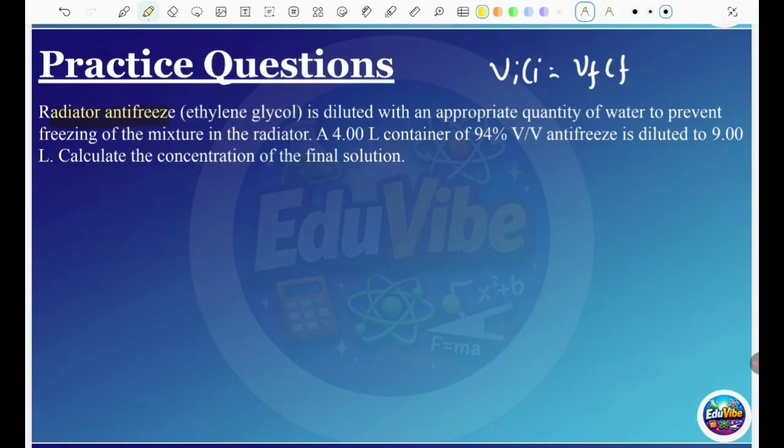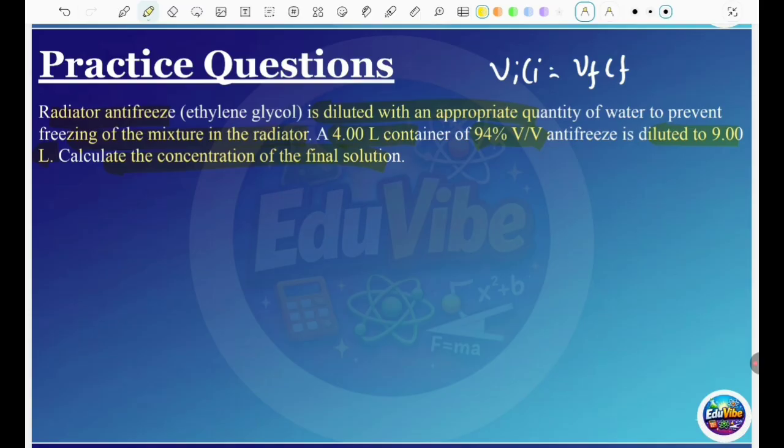Radiator antifreeze is diluted with an appropriate quantity of water to prevent the mixture from freezing in the radiator. A 4.00 liter container of 94% volume by volume antifreeze is diluted to 9.00 liters. So calculate the final concentration of this.